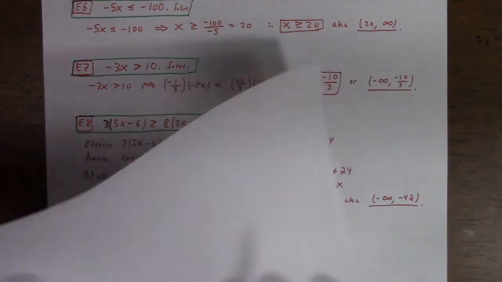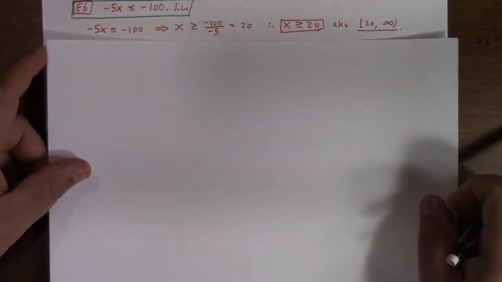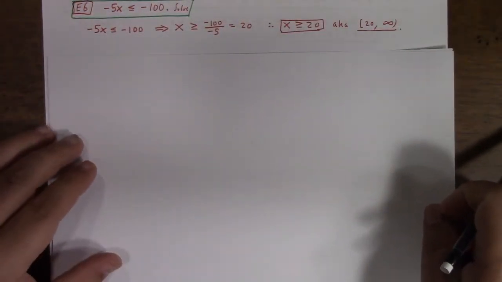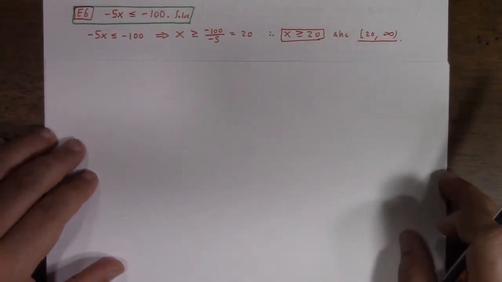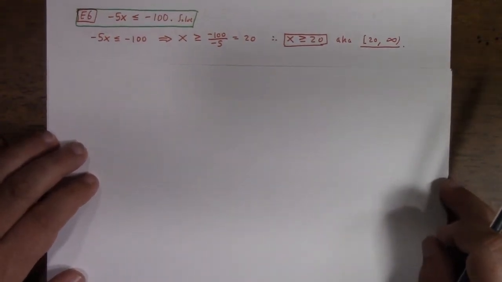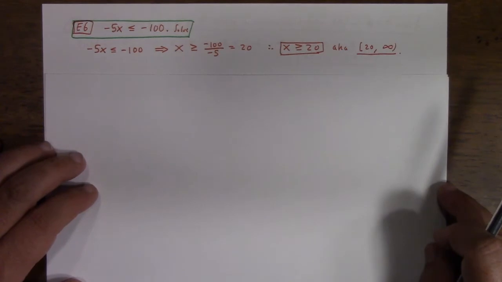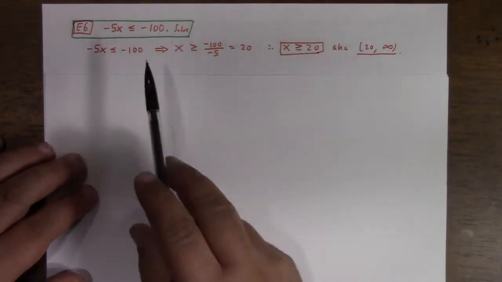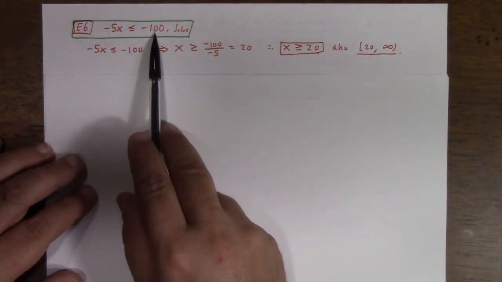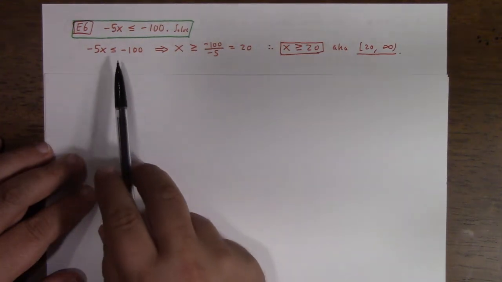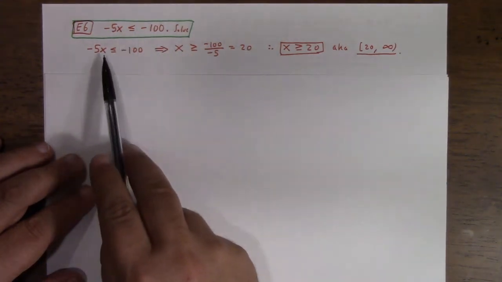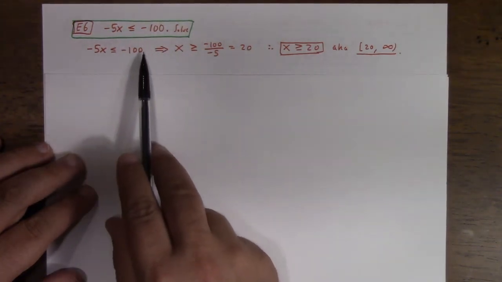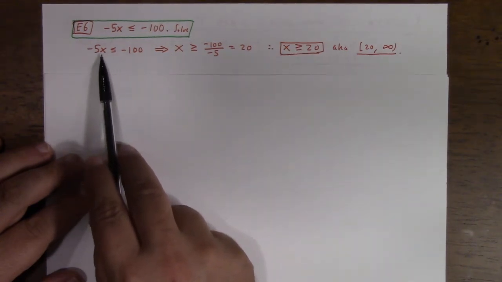So here we go. Solve. Make sure I'm still in frame. All right, I think we're good. Minus 5x less than or equal to minus 100. Solve this. All right, so notice that this time we have to divide by minus 5 to get from here to here.